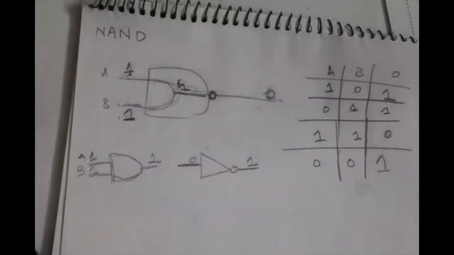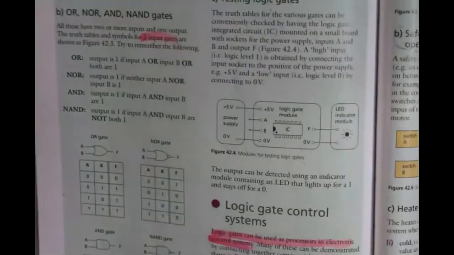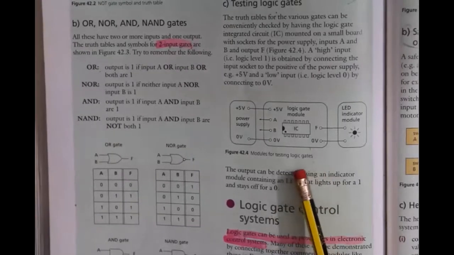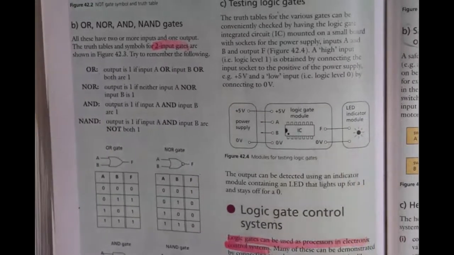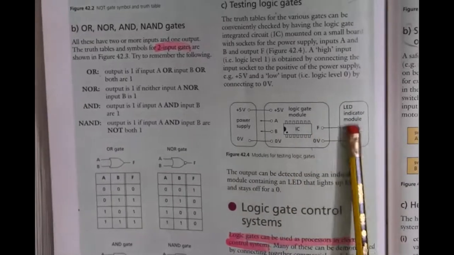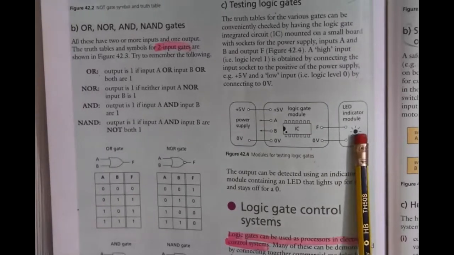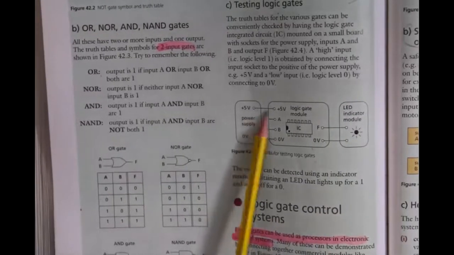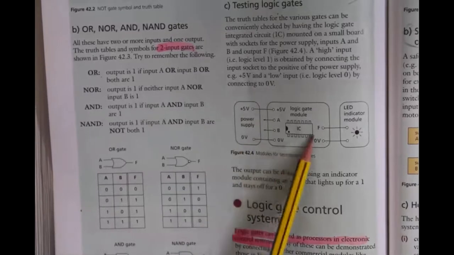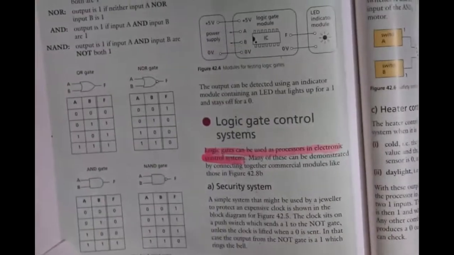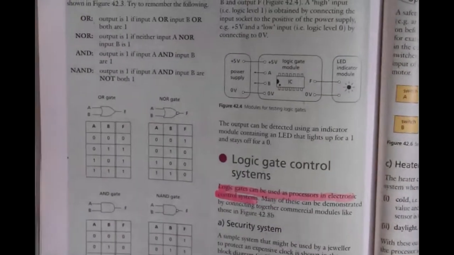Okay, so testing logic gates. Over here they made these board modules for testing the logic gates. We're going to do more of these as we move on, but over here they're just checking if this works. They have the indicator module with the LED on it, and they have a power supply. So they have one input, one output. They have the logic gate here, and this is how they're going to test the logic gates. Now we have the logic gate control system. That means the logic gate application.